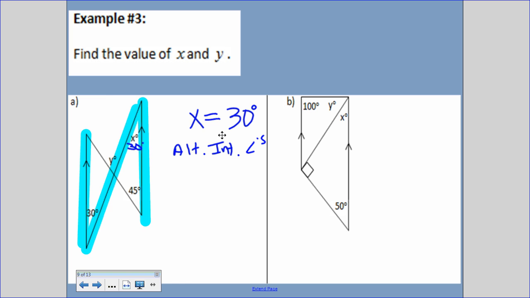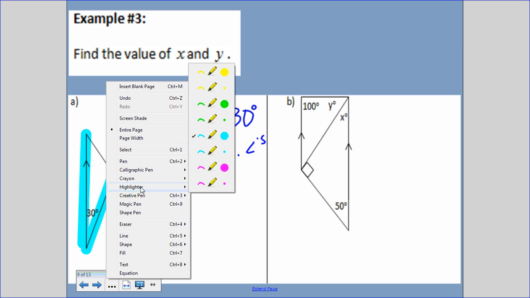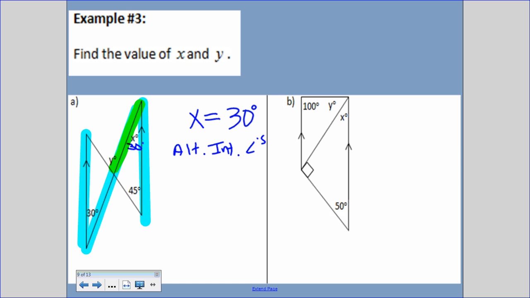Maybe let's look at our triangles. Let's highlight this triangle over here. How is y related to that green triangle? It's an exterior angle. Good job. So y should be equal to the sum of what two angles? Yep. 45 plus 30, which gives you that y is 75 degrees.